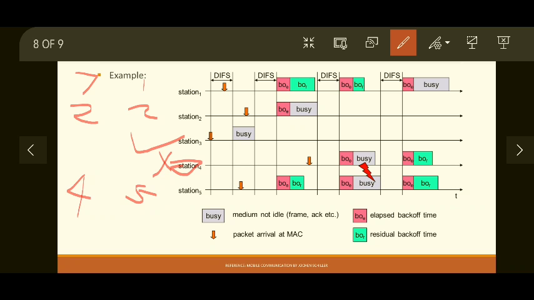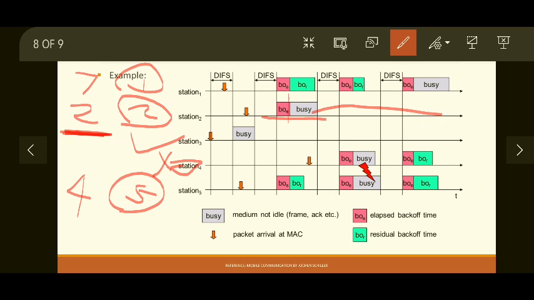So who is getting first access to the medium? Of course station 2. Why? It had set the back off time equal to only 2 slot times. So all stations start their back off timer. 2 slot times are over. Station 2 starts sensing the medium, finds the medium free, and starts transmission. So the medium becomes busy because station 2 has started transmission. After completion of two slot times, station 5 and station 1 stop their timers.